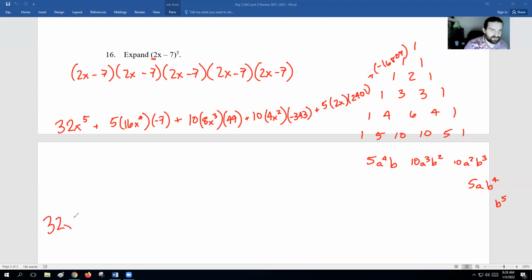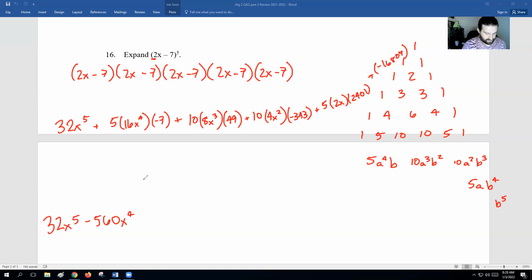Okay, so let's simplify this here. We got 32x to the 5th is the beginning. And now the next one here, let's see, we got 5 times 16 times negative 7. That's negative 560. Oh no! Bell rang. All right, and then we can continue this off here.